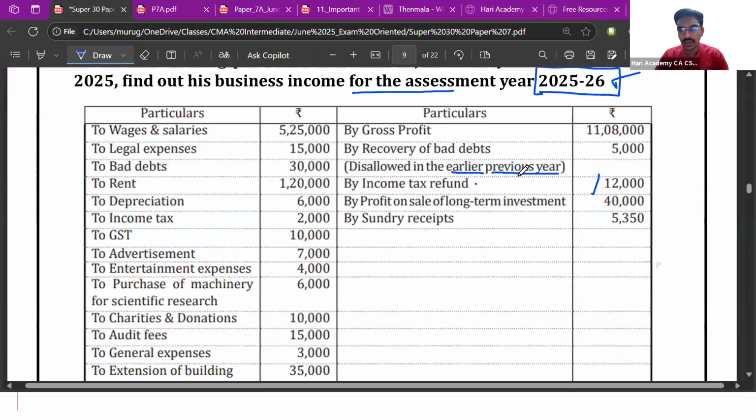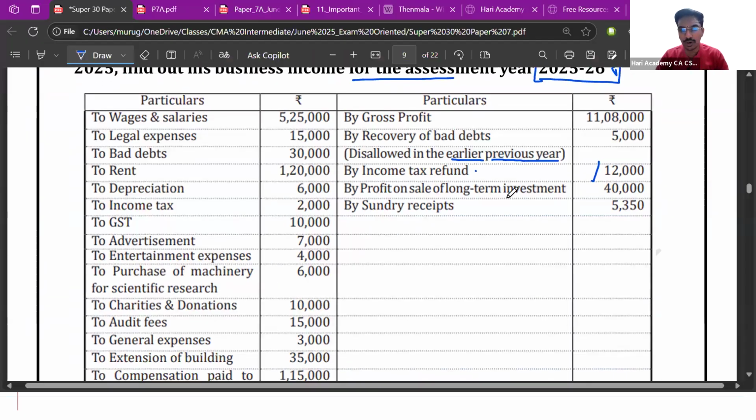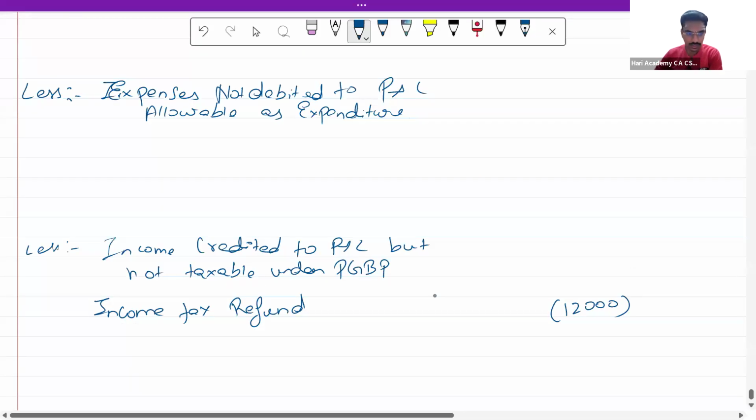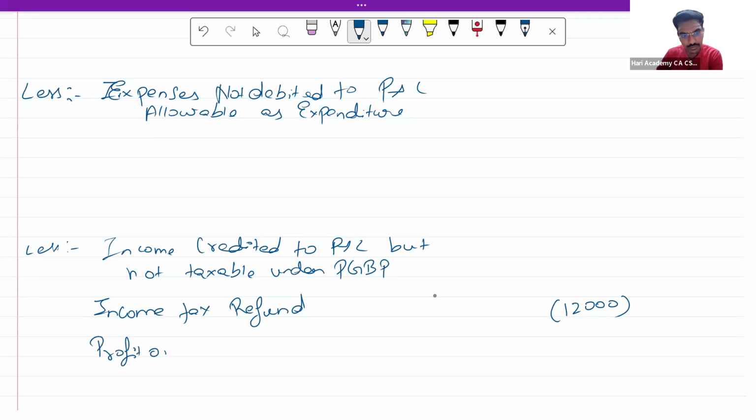Next is profit on sale of long-term investment. As far as long-term investment is concerned, it is taxable under the head capital gains. It is not taxable under the head PGBP. Hence, this should also be subtracted. Profit on sale of investment.